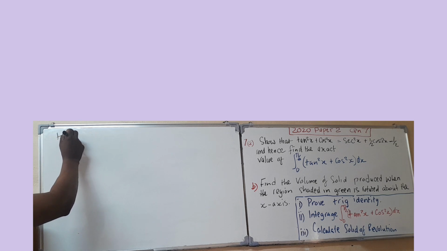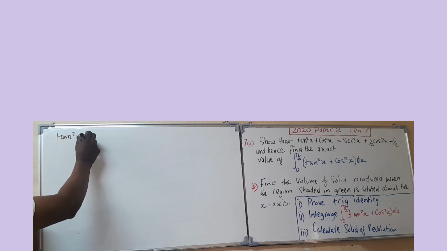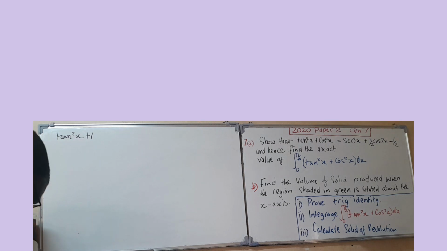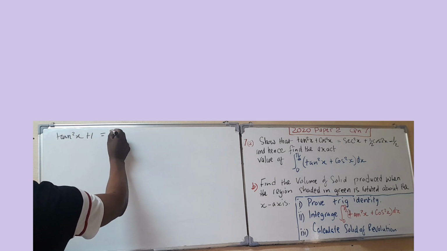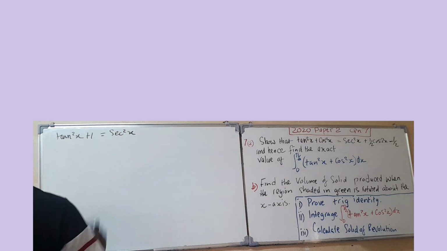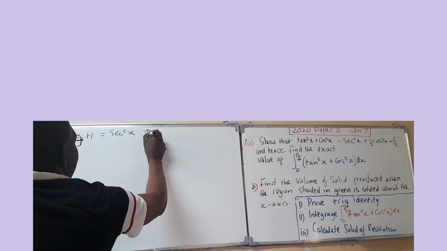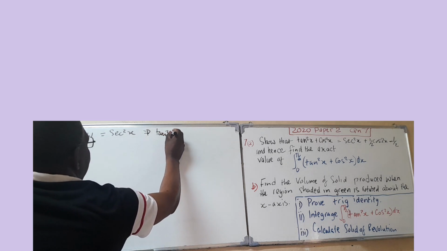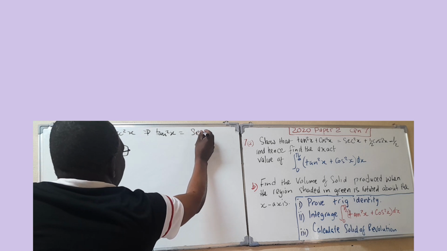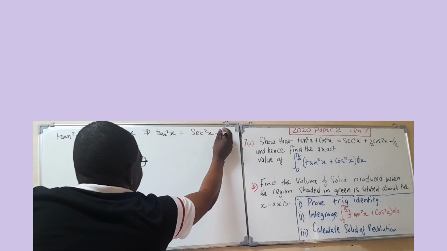We know, everybody knows, that tan squared x plus 1 is equal to sec squared x. So therefore, it means that tan squared x is equal to sec squared x minus 1. So we can write, this implies tan squared x is equal to sec squared x minus 1.